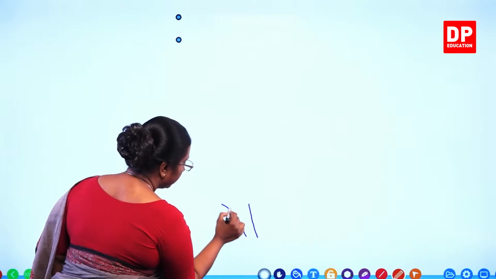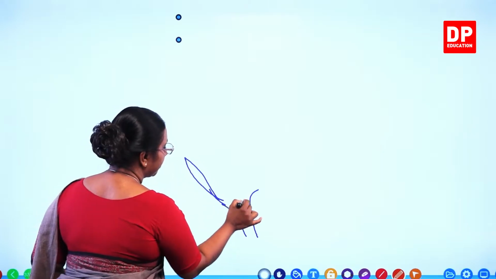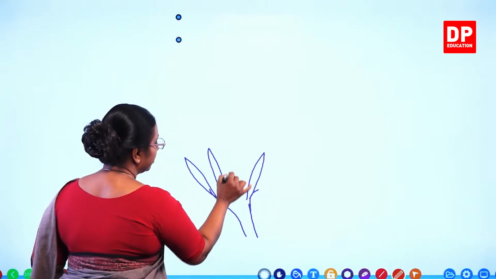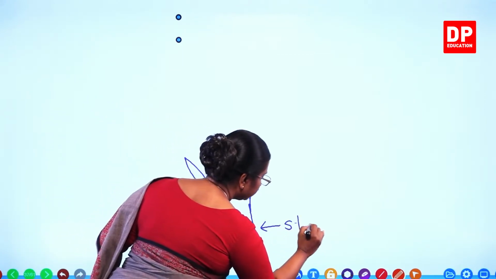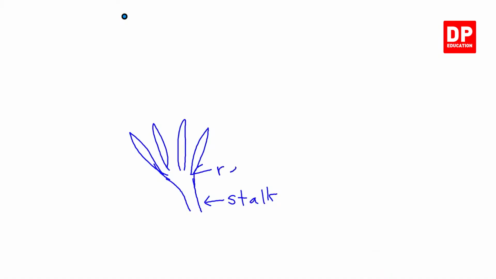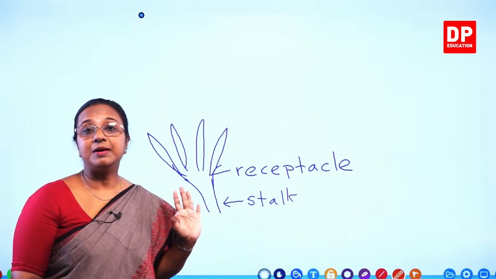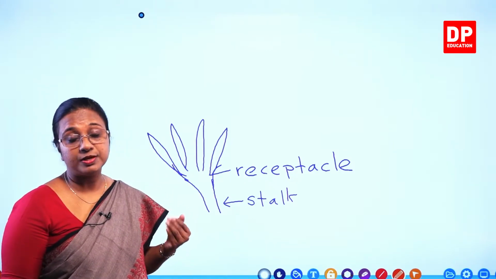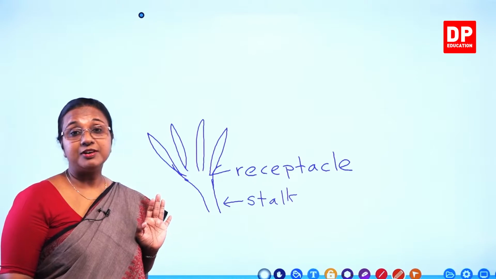So if we take the flower, here you all can remember, students, we have the stalk, then we have the receptacle here, and on this all these structures are arranged like this. You all have seen different arrangements. So this is the stalk, this is the receptacle. So we have the flower stalk, here we have the receptacle part, and on that all the other parts are arranged in a whorl arrangement. So there are different types of whorls in which the parts of the flower are arranged.